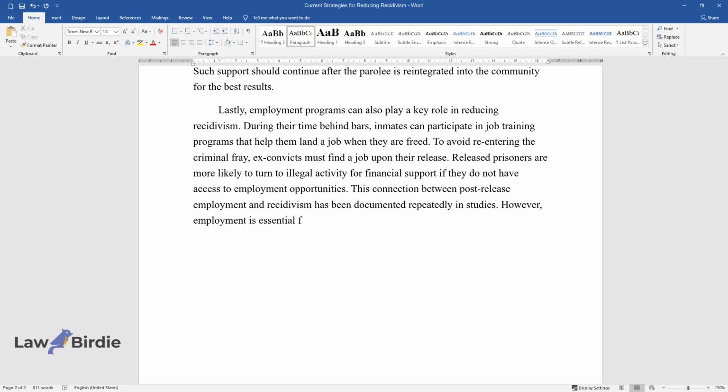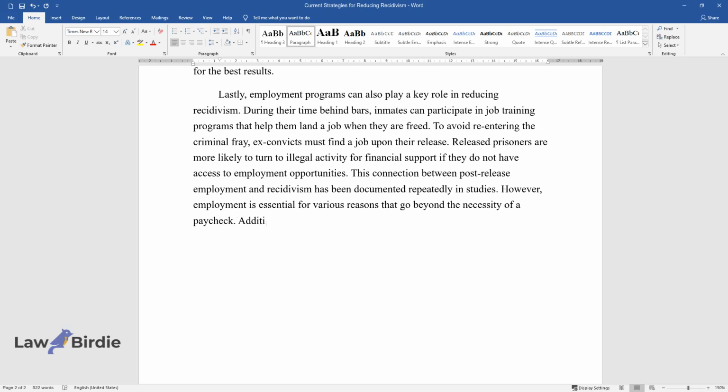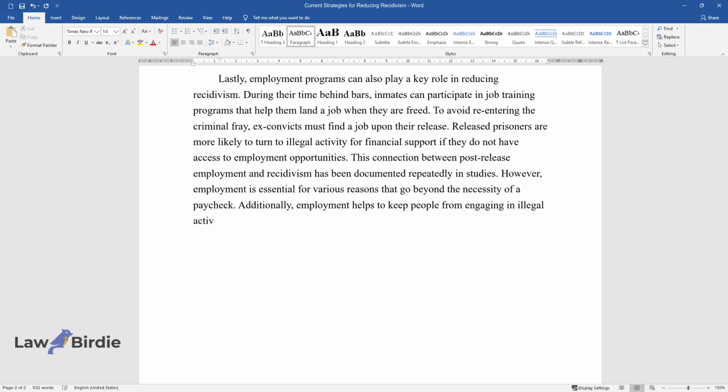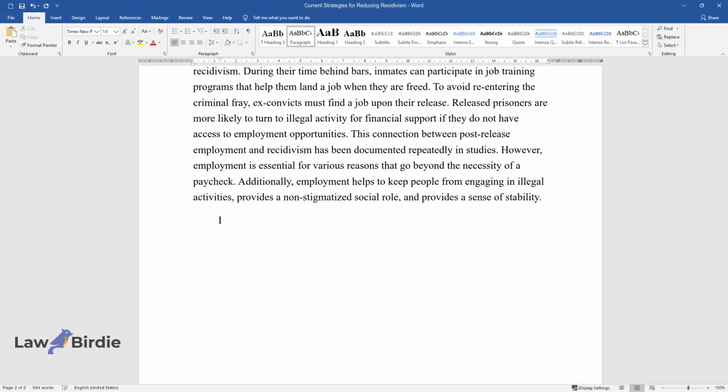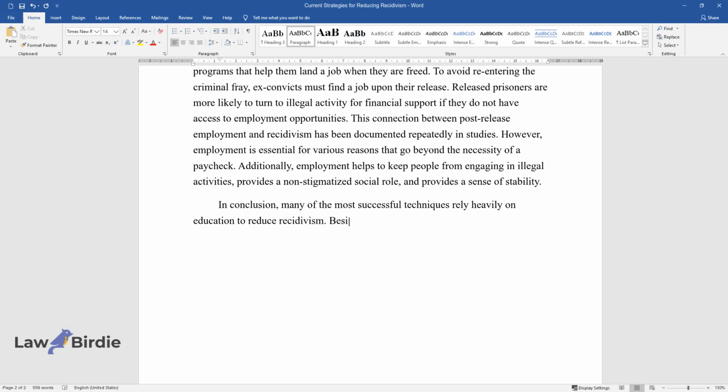However, employment is essential for various reasons that go beyond the necessity of a paycheck. Additionally, employment helps to keep people from engaging in illegal activities, provides a non-stigmatized social role, and provides a sense of stability. In conclusion, many of the most successful techniques rely heavily on education to reduce recidivism.